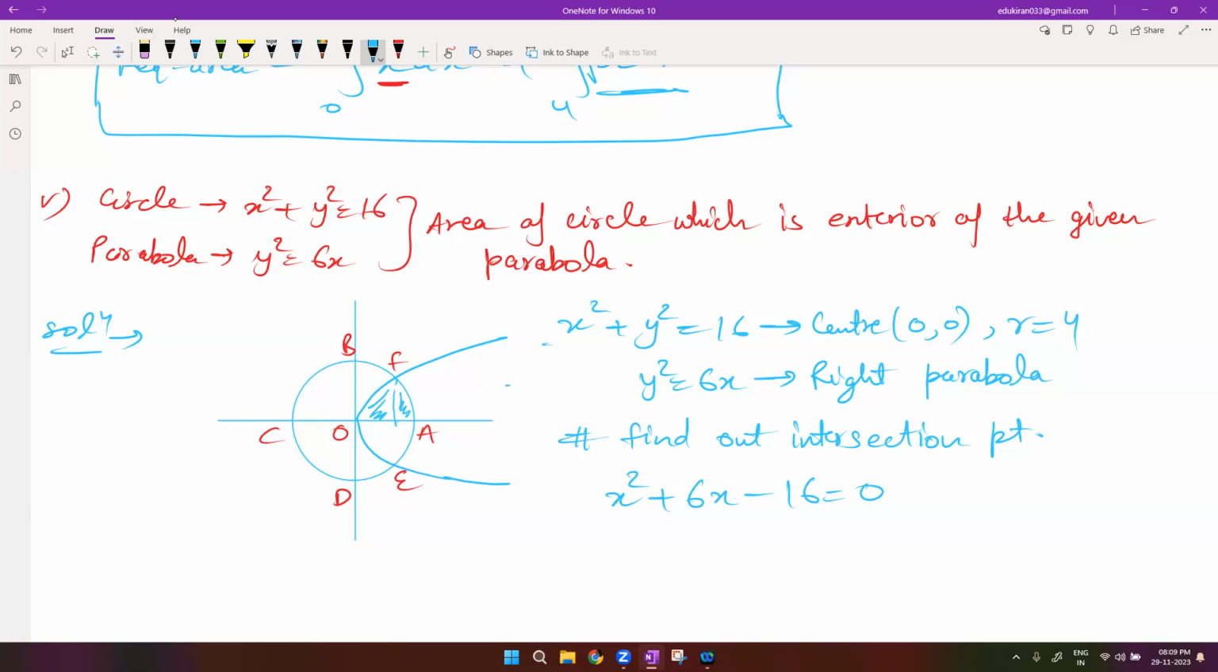Yes, we have to find out O, A, E, O. This whole area also, but both of these areas are symmetrical. I mean, the shape of the parabola and the shape of the circle, both are symmetrical, right? So whatever this area O, A, F, O is, the same area will be O, A, E, O. So we just need to find out this area. Then we will make twice of it. So that will be the area of the circle that is interior to the parabola. But we have to find out the area of the circle that is exterior to the parabola. So for that, we will find out the whole circle's area, and then we will subtract this area.